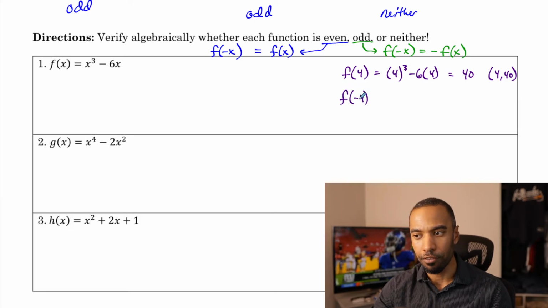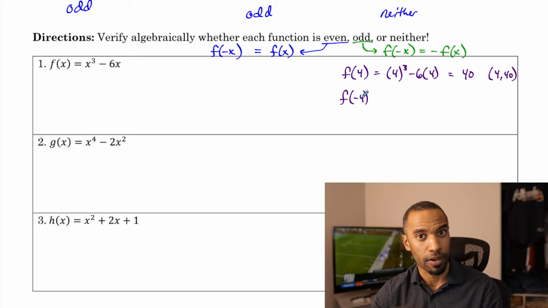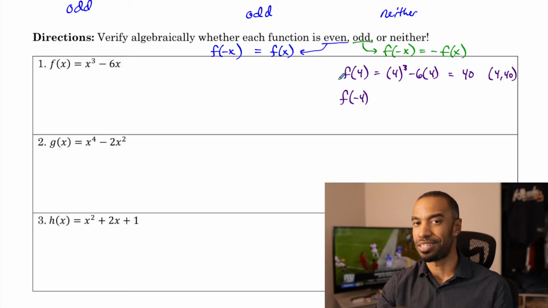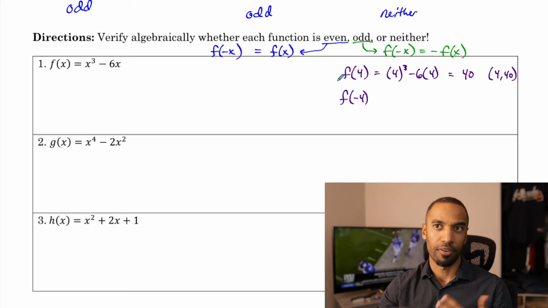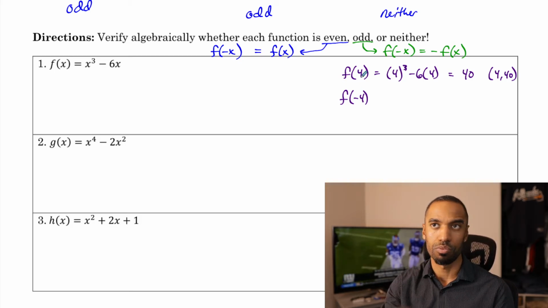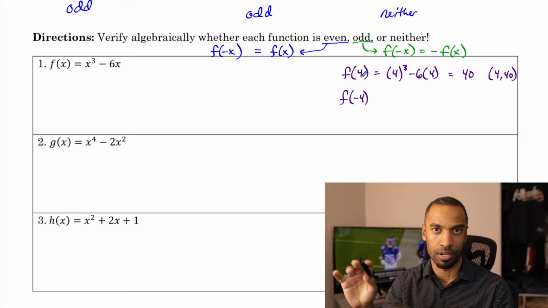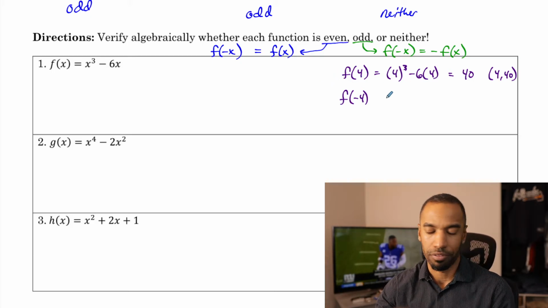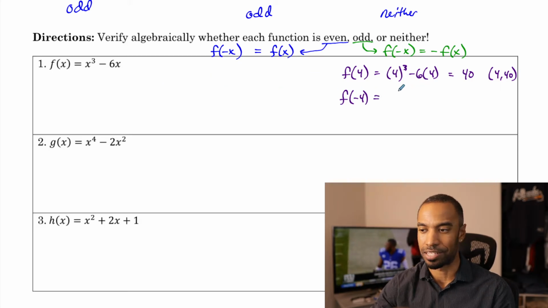What if you plug in negative 4 for x? What we'd expect for an even function is to also get 40. What we'd expect for an odd function is to get negative 40. And what we'd expect for a neither function is probably for it to not be 40 or negative 40, expecting it to be something different, unless we landed on some sort of false positive. That's why we have to try x's instead.